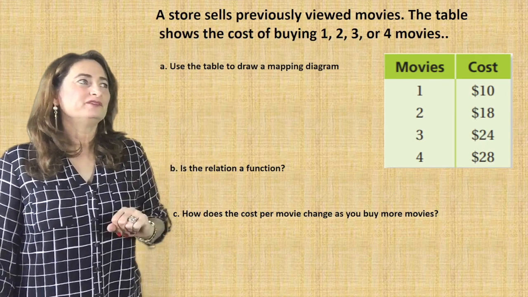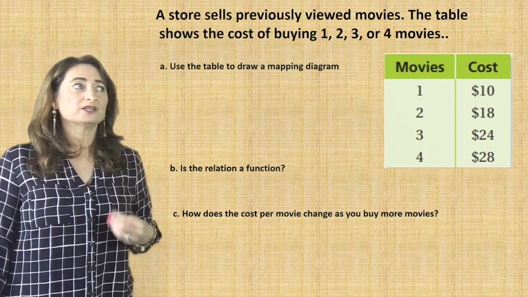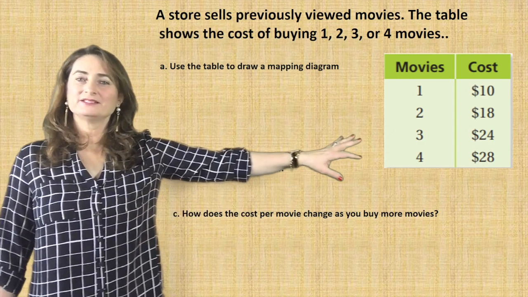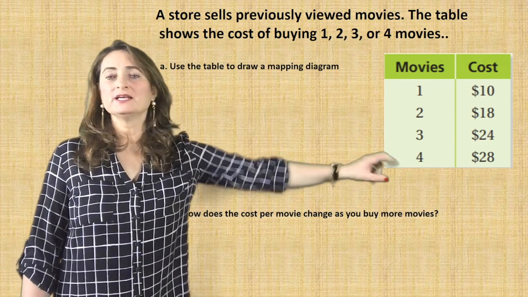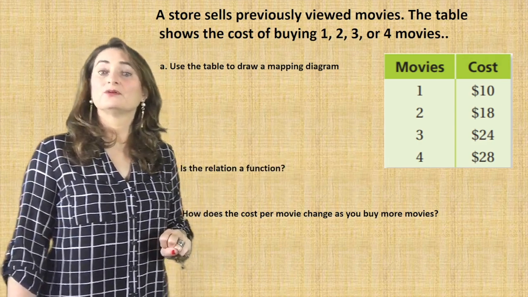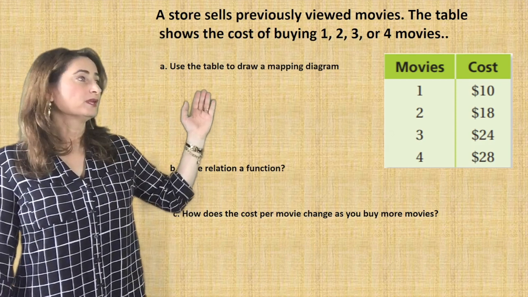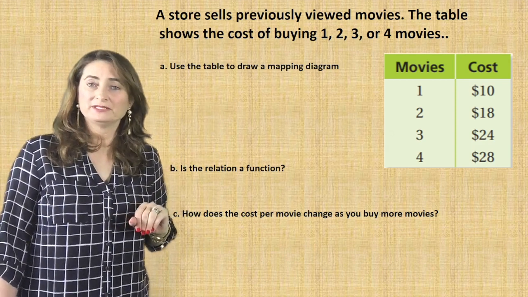Here's a real-world application. A store sells previously viewed movies. The table shows the cost of buying 1, 2, 3, or 4 movies. Here's the table that has the number of movies and the cost for those movies. Let's answer those 3 questions. The first one, use the table to draw a mapping diagram.